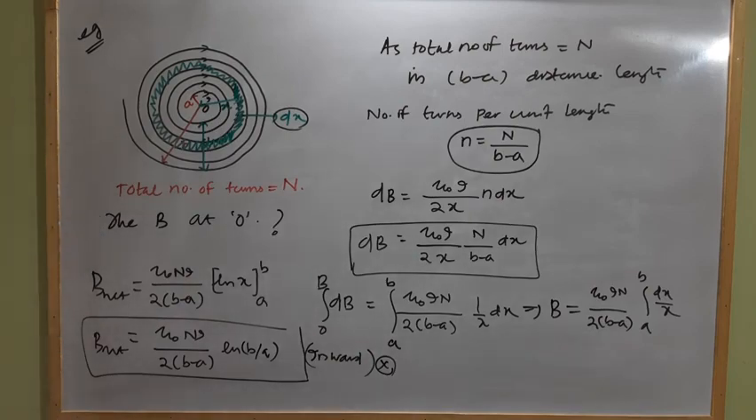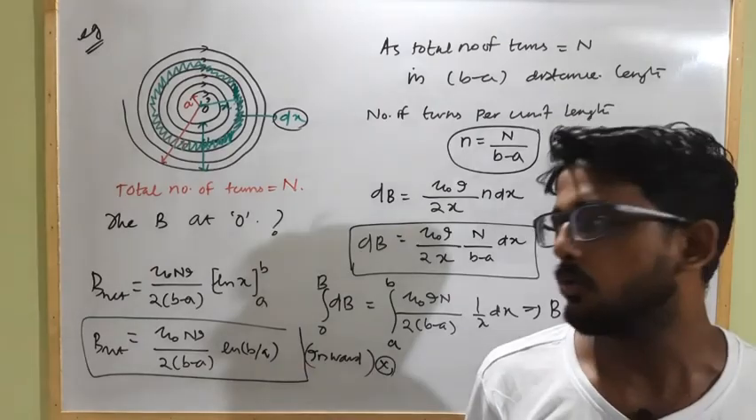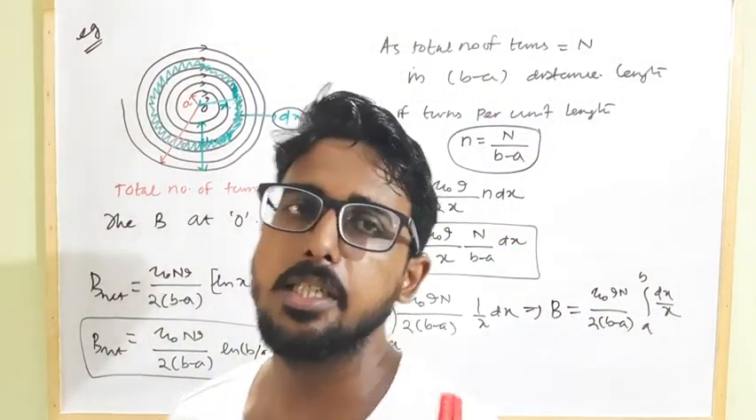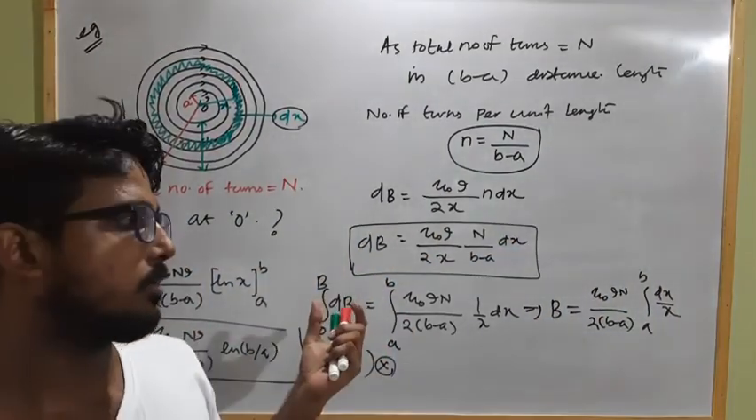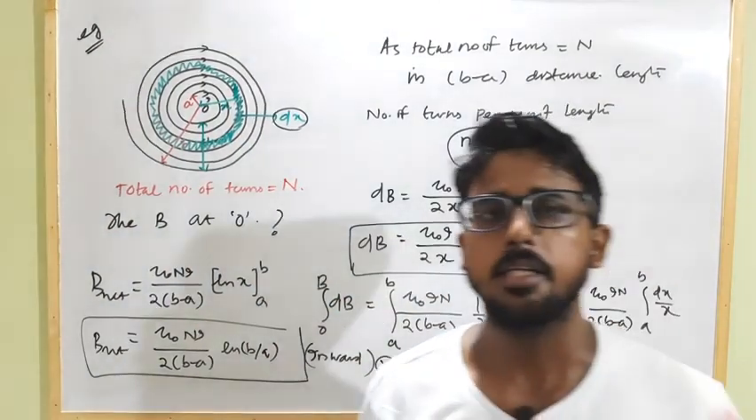So these are some examples based upon Biot-Savart's law and its application to how to calculate magnetic field strength due to a circular current carrying coil or a long straight current carrying conductor.